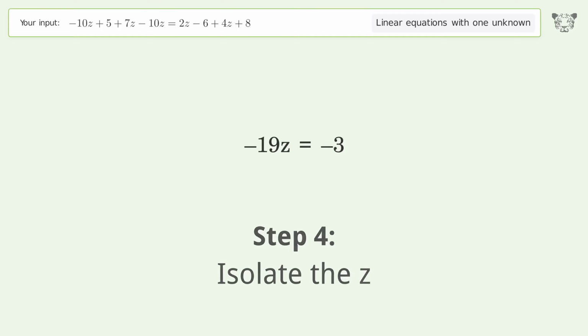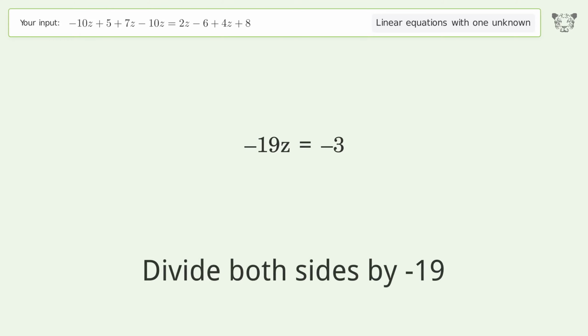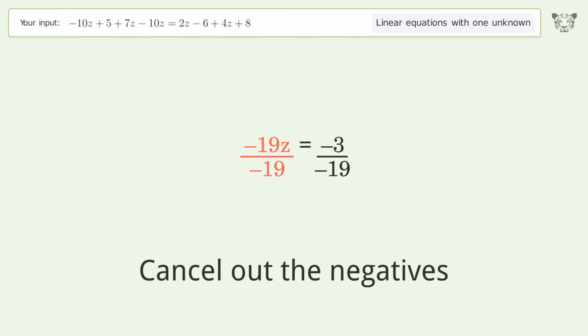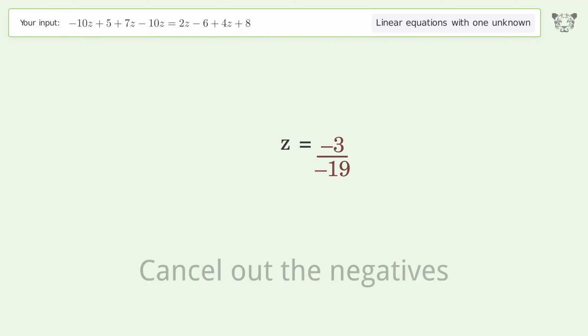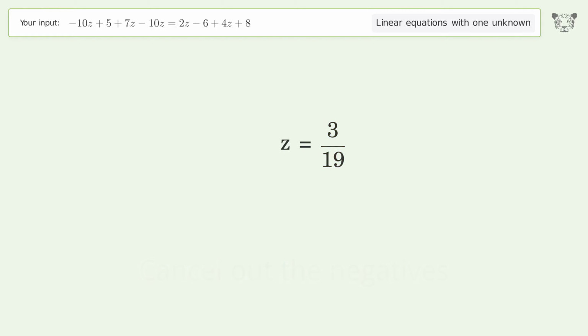Isolate the z. Divide both sides by -19. Cancel out the negatives. Simplify the fraction. Cancel out the negatives. And so the final result is z equals 3 over 19.